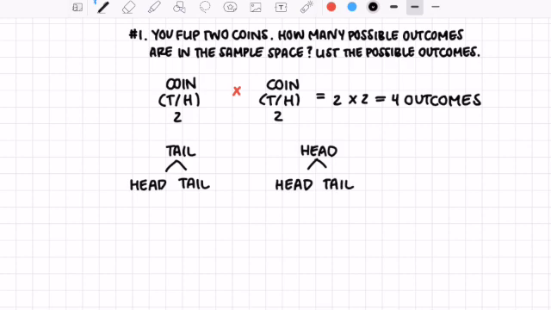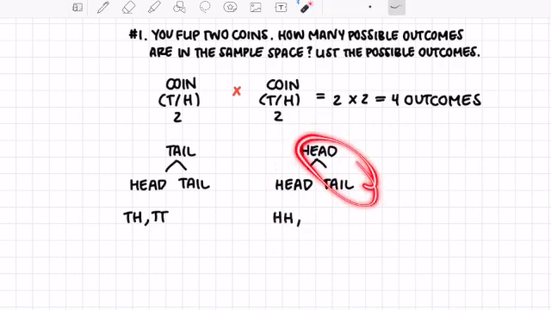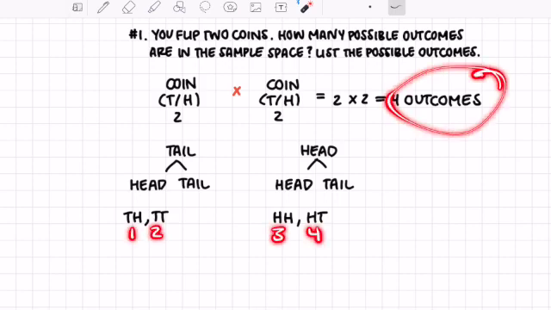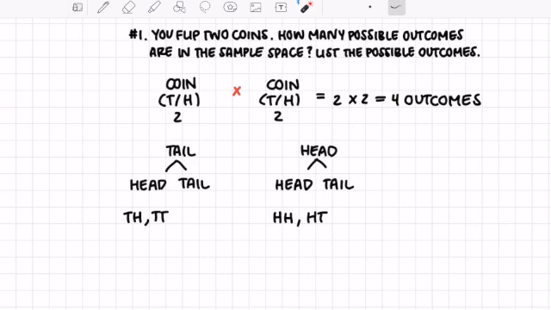So based off of that, I could see that we could have gotten tail then head, or we could have received tail and tail, or we could have received head and head, or we could have received head and tail. And again, we should have gotten 4 different outcomes. 1, 2, 3, 4. Yep, just like how we had found out in the beginning. We did receive those 4 different outcomes.